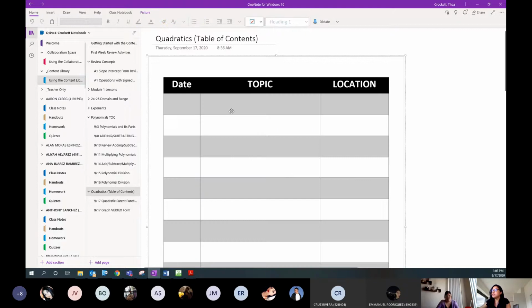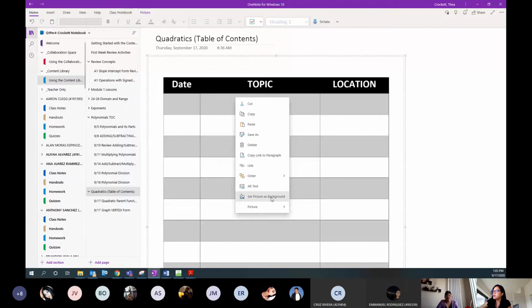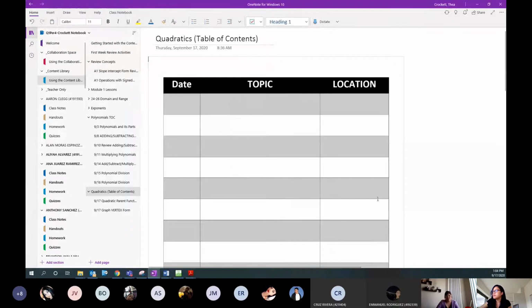So let's update our new table of contents. And it's not set as background, so you won't be able to type. You need to set it as a background, set picture as a background. Okay. And after that, we could just update. Today's date is 9/17.